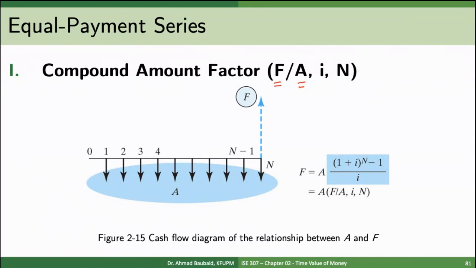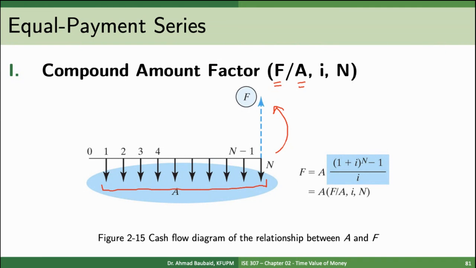Again, the direction of the arrows depends. You can think about this as depositing money into an account, so you deposit the same amount every year, and you want to find out how much you're going to be able to withdraw, so that's why the arrow goes up at the end of the time periods. That's an example of this scenario. And notice that the future value is computed at time N.